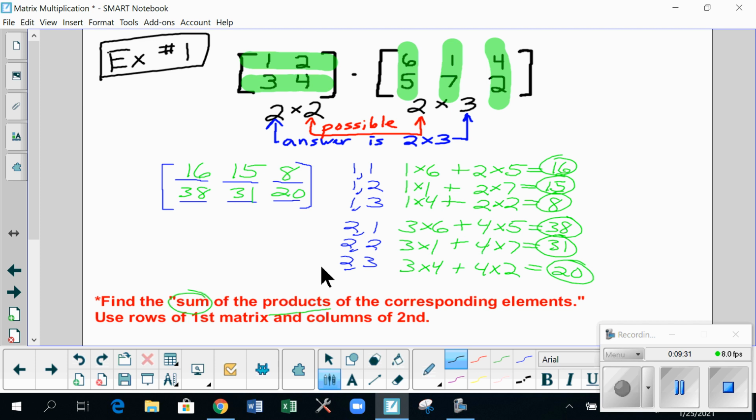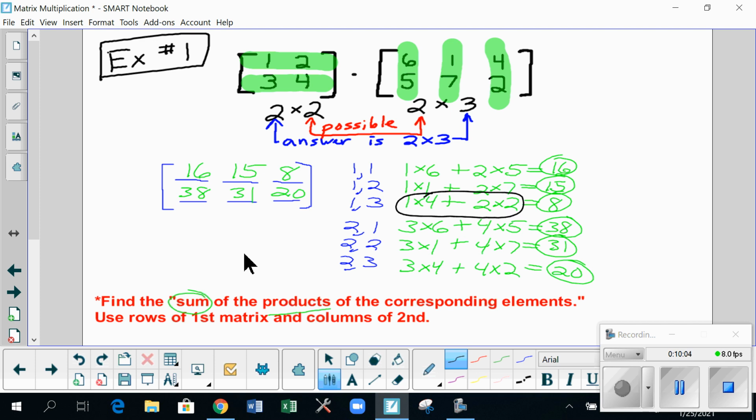See, you can kind of randomly pick, like, let's pick the 8 again. How did we get this 8? Well, since 8 is in the top row in the third column of my answer, I get it by combining this top row, the 1 and the 2 of the first matrix, with the third column of my second matrix, the 4 and the 2. And when you combine this 1 and 2 with this 4 and 2, just like we did here, that's how we get an answer of 8.